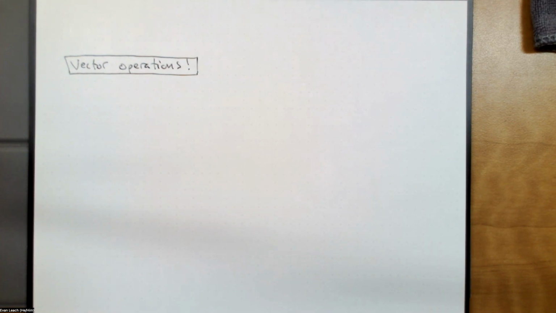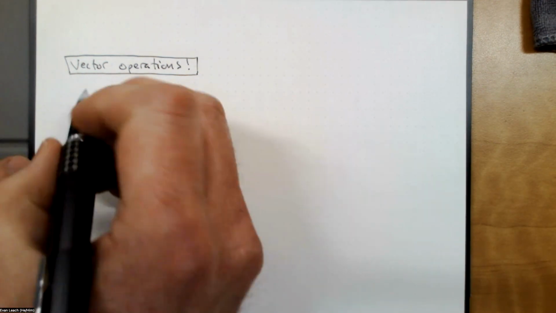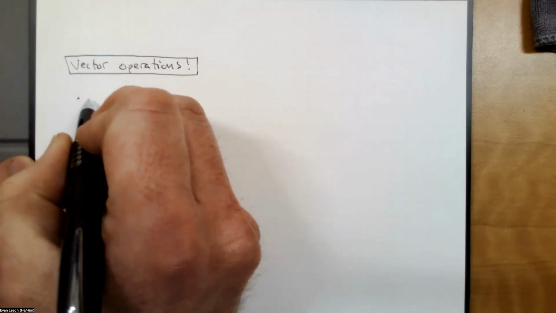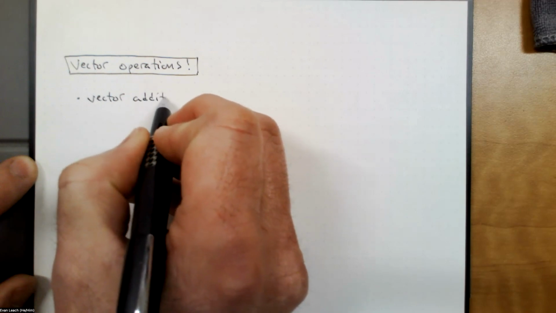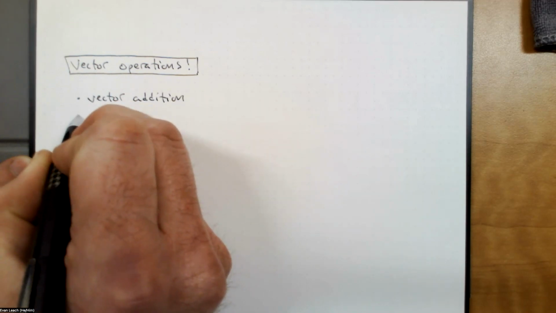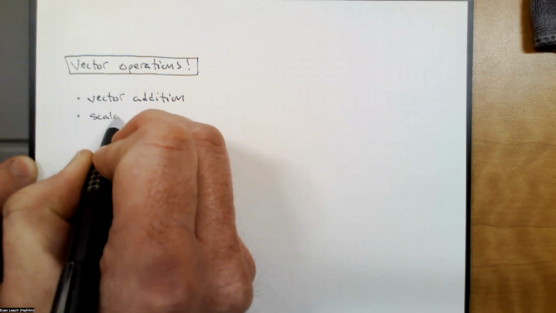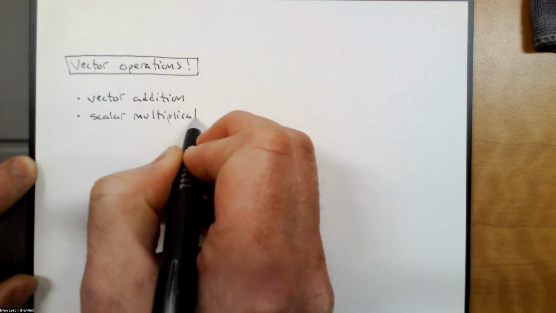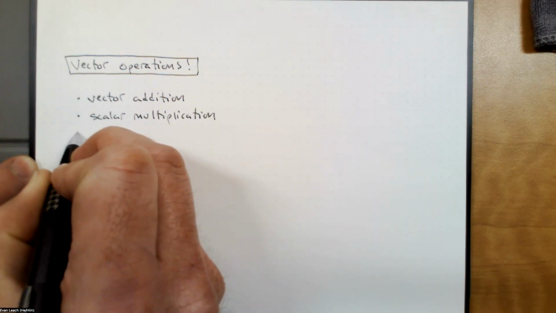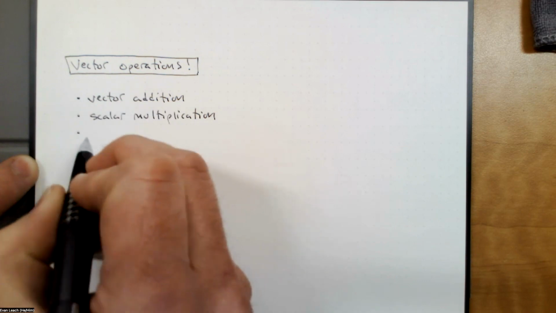Talk about vector operations. Here are the vector operations that we need to know. Vector addition. Scalar multiplication. And then the two kinds of vector multiplication.